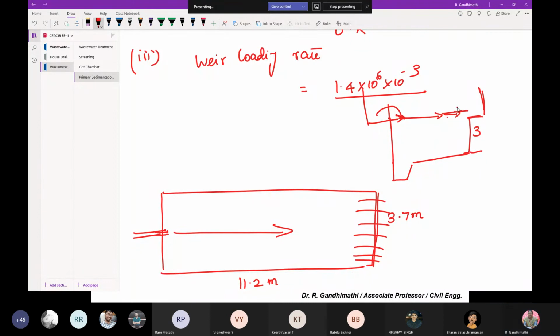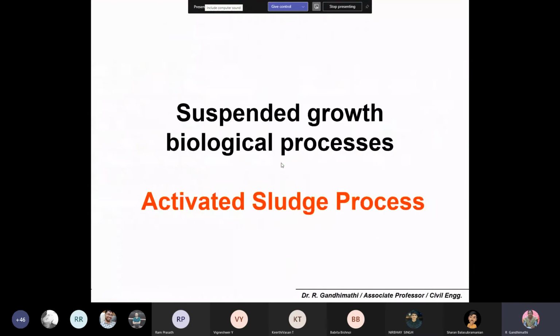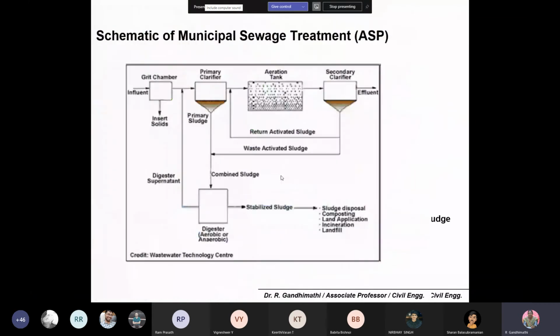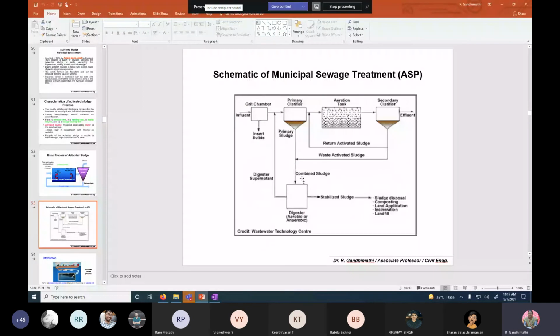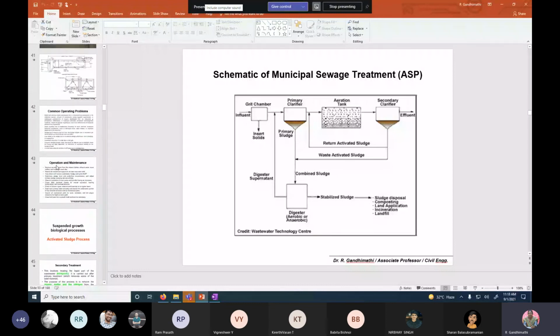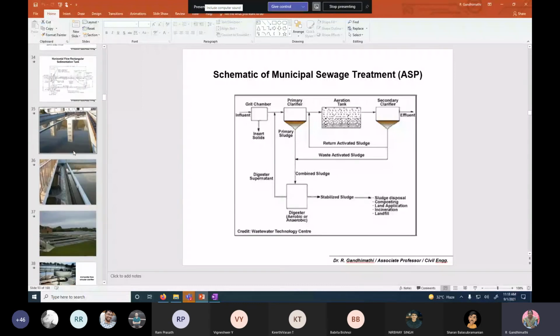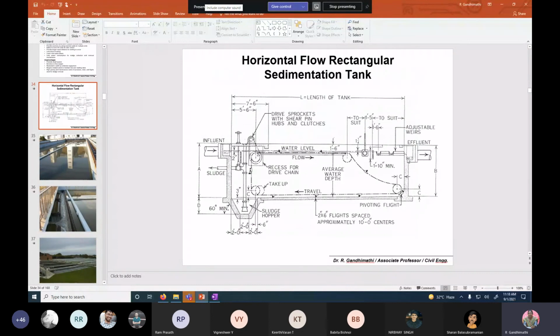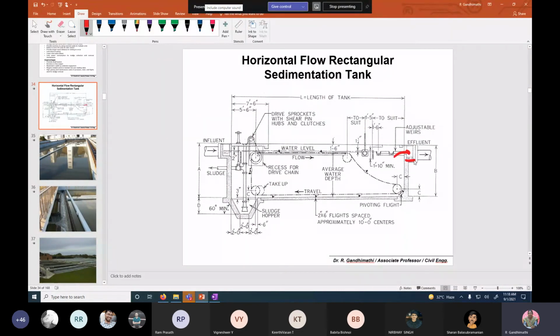There is a small chamber similar to the circular sedimentation tank I have explained. Here also you can see, one minute, I can show you the diagram. Here also there is an overflow and then a small chamber after this. Through this, the water is collected and then taken to the next treatment unit. This is the overflow weir.